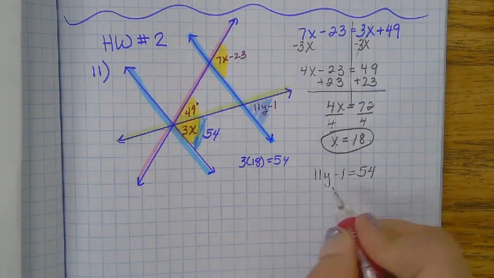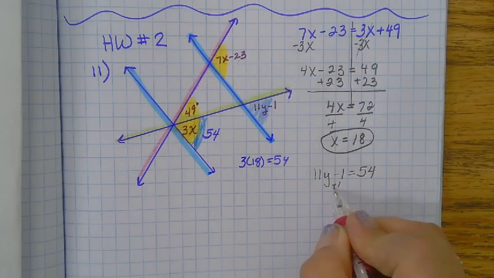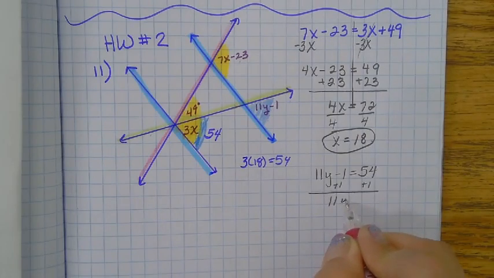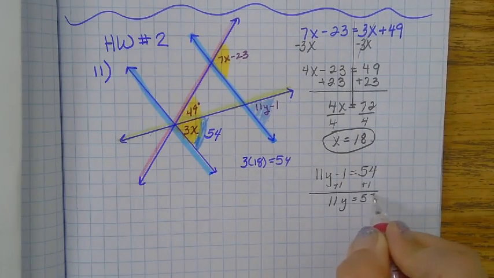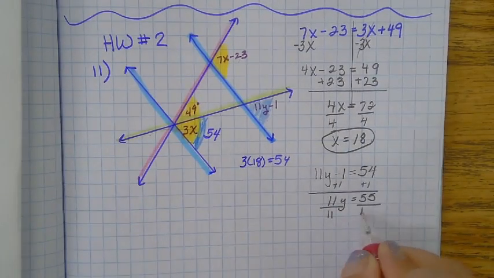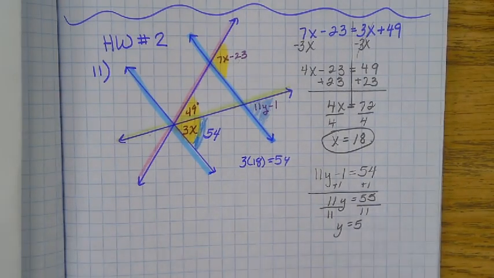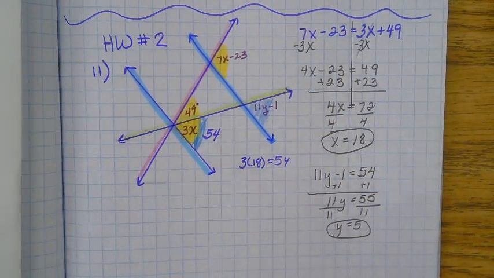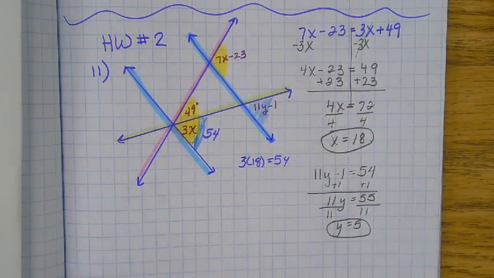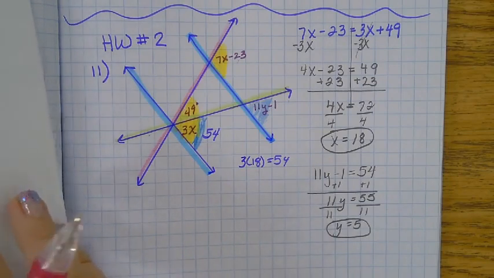Okay, so what am I going to do? Add 1 to both sides. Then what? Divide by 11. So y equals 5. Okay, any questions there? Okay, let's look at another one.